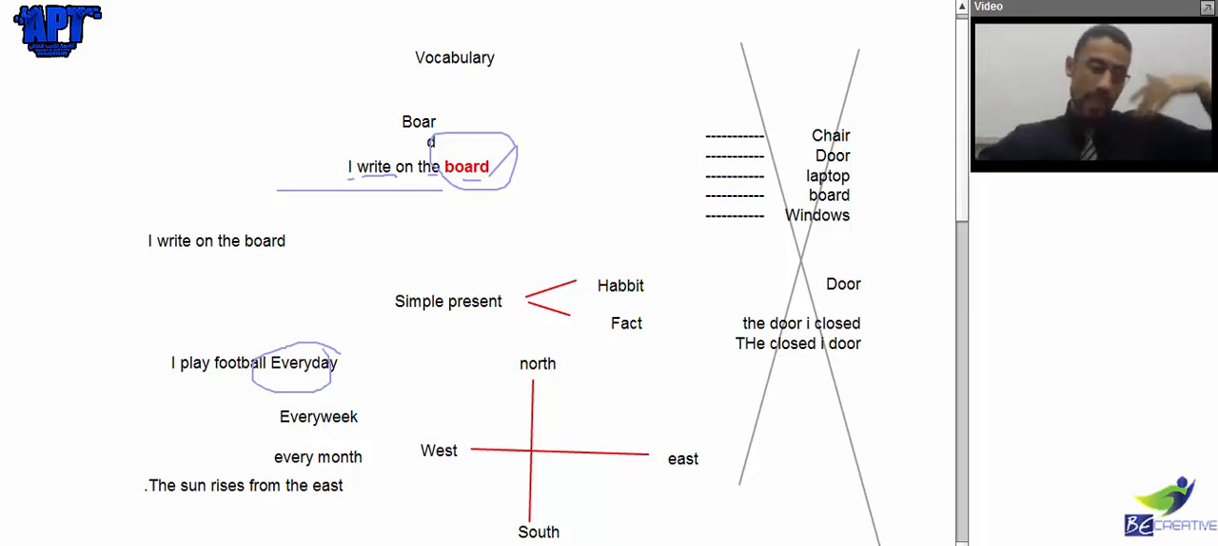So east and west. Here the sun rises from the east, goes to the west. Now this is a fact. What does fact mean? Can I tomorrow tell the sun to rise from the west? Oh, it comes from the east, so I can't change it. That's the fact. So with facts, I use the simple present.